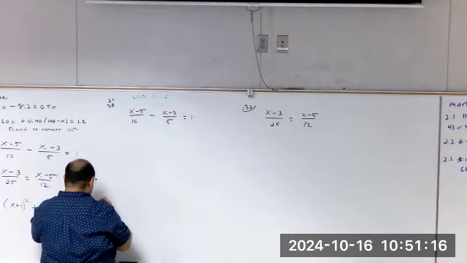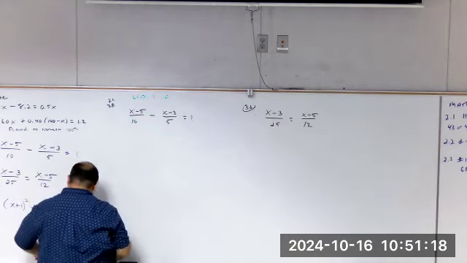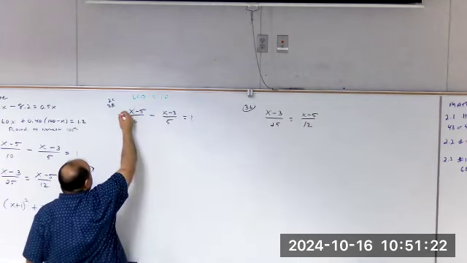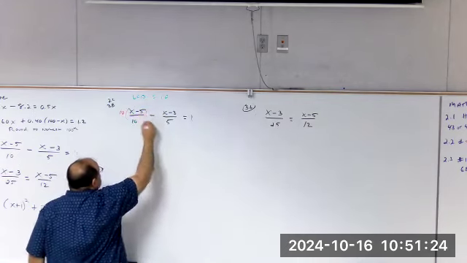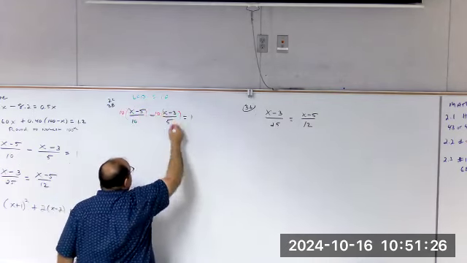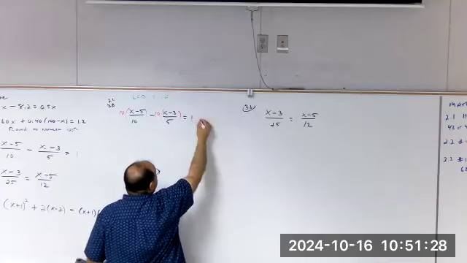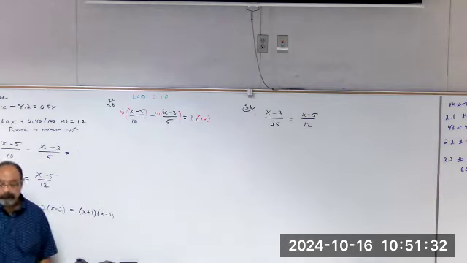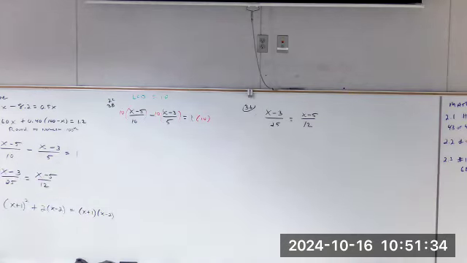So you multiply every term. Every term gets multiplied by 10. So this one gets multiplied by 10. This one gets multiplied by 10. And don't forget this one over here. Everybody gets multiplied by 10.